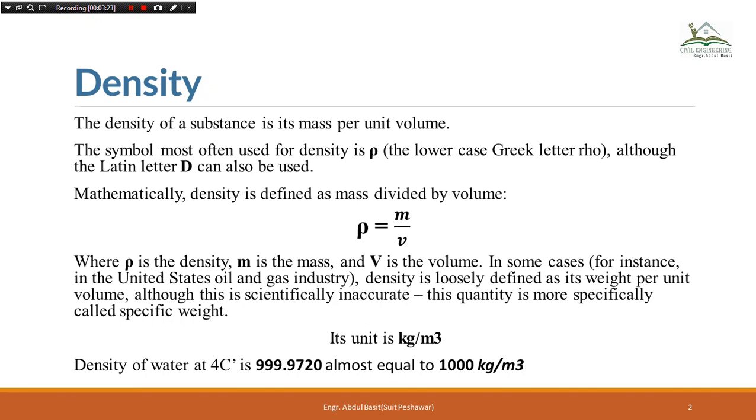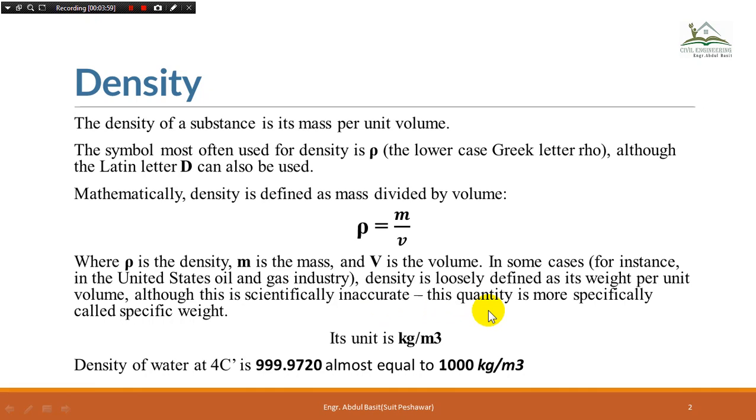This rho is a lowercase Greek letter that is pronounced as rho. Another Latin letter, d, can also be used to denote density. But one basic mistake that people make, especially in America, in the oil and gas industry, is that they consider unit weight and density to be the same, which is scientifically incorrect.